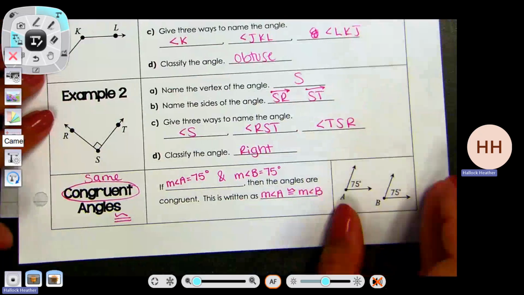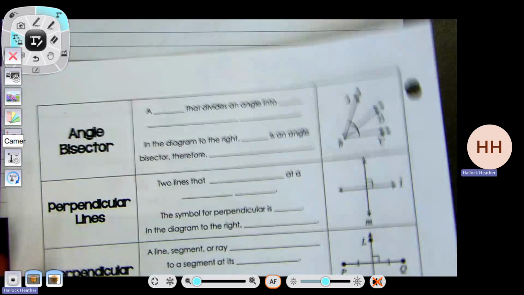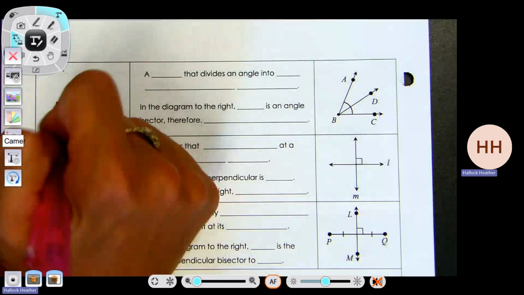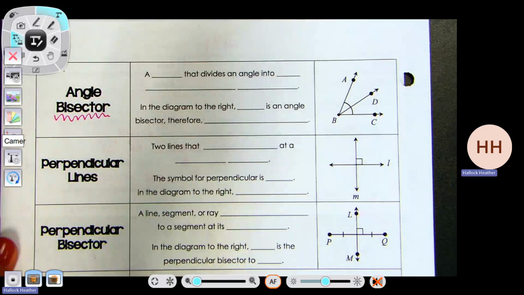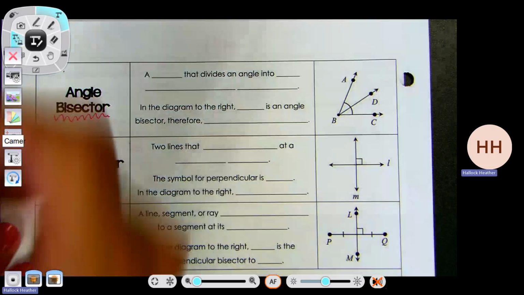Okay. Are we good with this side? Let's go to the back. We are going to do the last 3 things on the top back, and then the bottom 2 you'll have to practice. That way, if you're not taking your test, you have something to do. So on the back, it says angle bisector for the first thing. An angle is obviously an angle. A bisector, does anybody remember what a bisector does? Or if I bisect something? It splits in half.